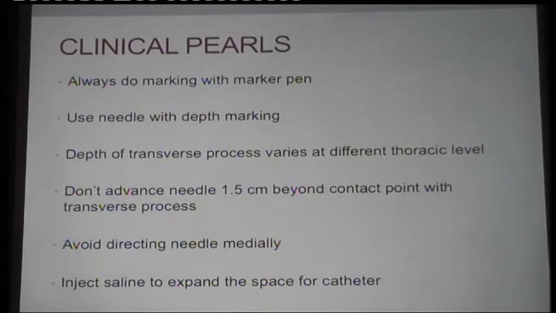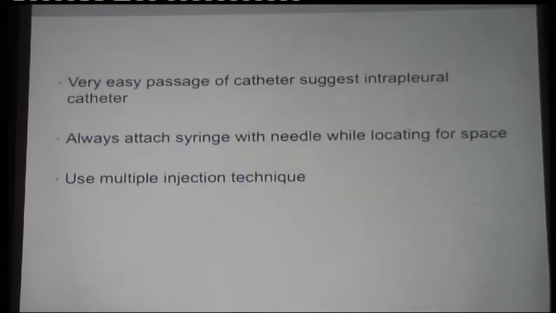Inject saline to expand the space for the catheter. If you want to put a catheter, always inject some saline and create some space for it. Otherwise, there will be high resistance and you will not be able to pass the catheter. If the catheter passes very easily, then you are in the intrapleural space, not in the paravertebral space. There is always some resistance in the paravertebral space.